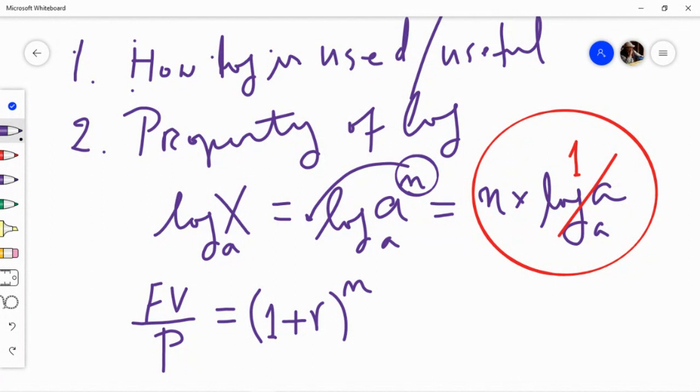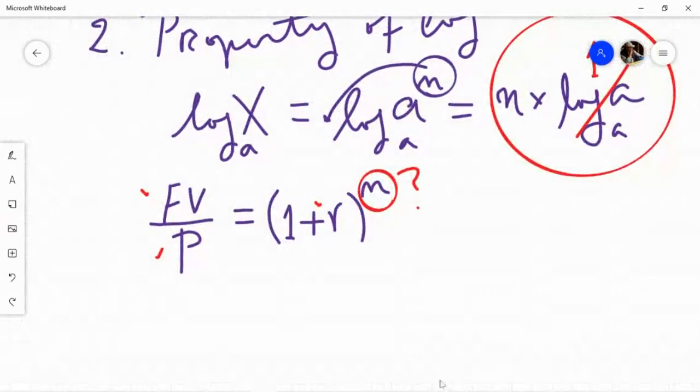Our question is n, right? That's our question. This is our question. And then everything else is known. Future value is known, principal is known, r is known, and n is the only unknown. And how do we isolate this exponent of n?